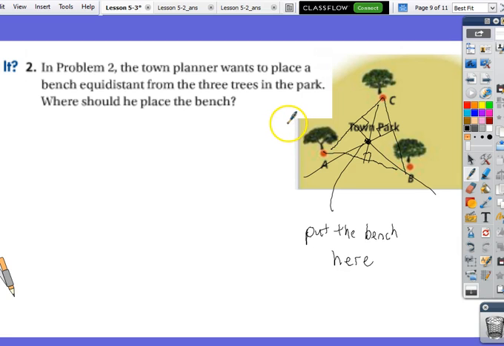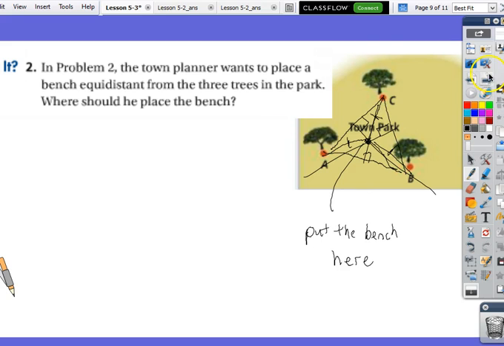Now, does that actually make these equidistant from all of these points? Yes, because the point of concurrency for these is equidistant from the vertices.